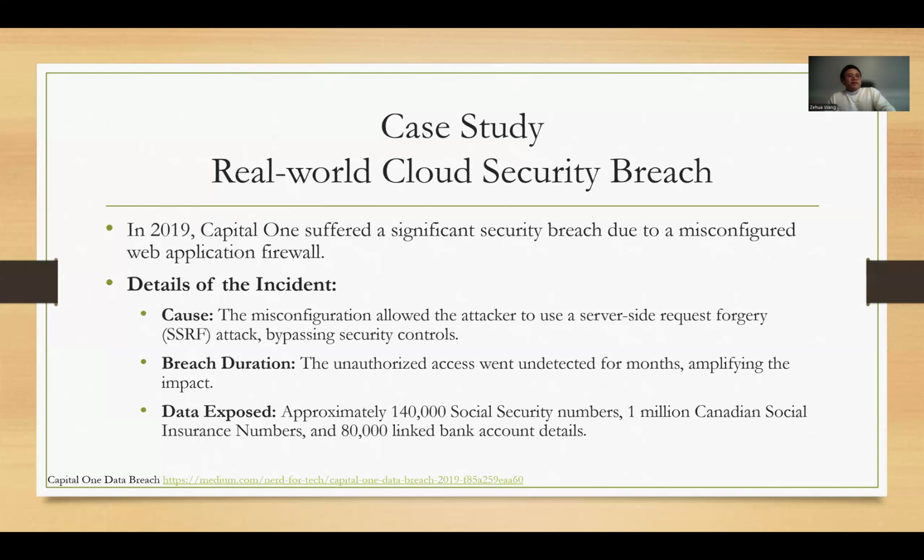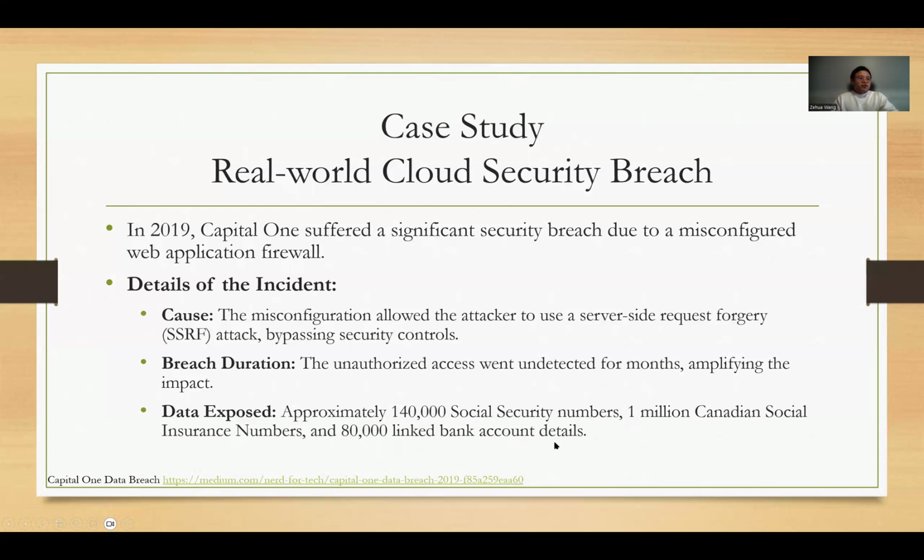And now let's examine a real case. In 2019, Capital One suffered a significant security breach due to a misconfigured web application firewall. How did it happen? This misconfiguration allowed the attacker to use a server-side request forgery attack, bypassing the security controls. This vulnerability went undetected for months, which amplified the impact. The data exposed was approximately 140,000 Social Security numbers, up to 1 million Canadian Social Insurance Numbers, and 80,000 linked bank accounts.